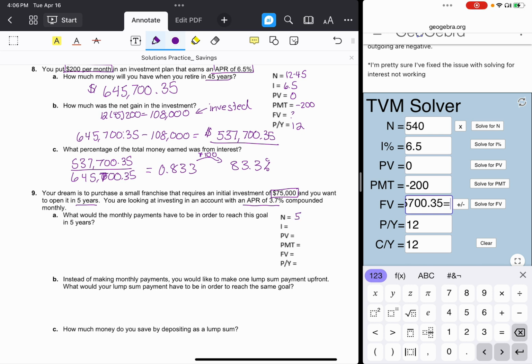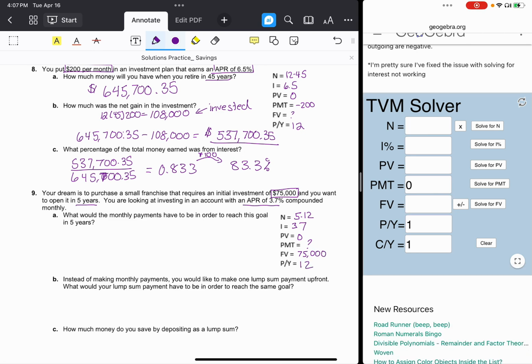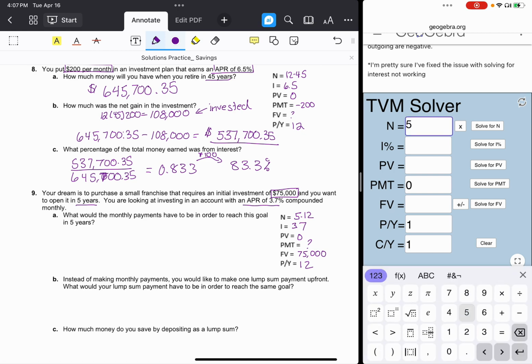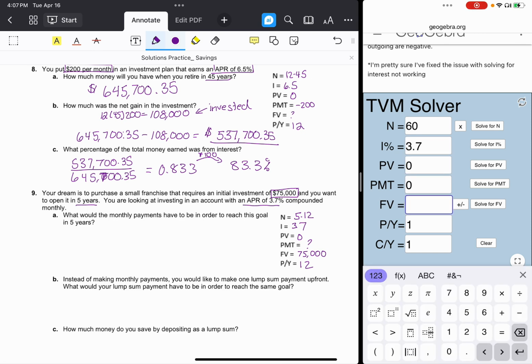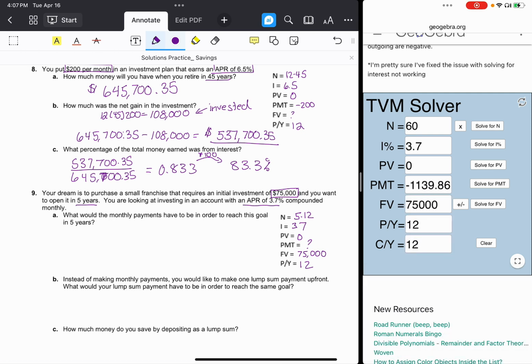So we have 5 times 12 because it's monthly. Interest rate of 3.7, no present value. We don't know what our payment amount is, but we want to end up with $75,000, and we are doing 12 payments per year. Let's clear out our TVM. So 5 times 12, 3.7, 0, 75,000, 12, solve. You actually have to deposit quite a bit. You've got to deposit $1,139.86 per month.